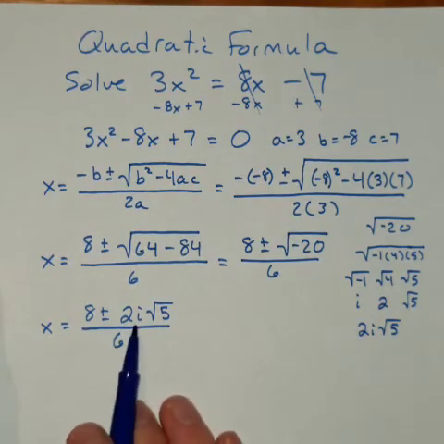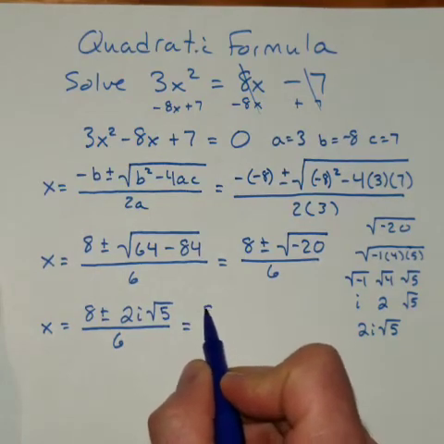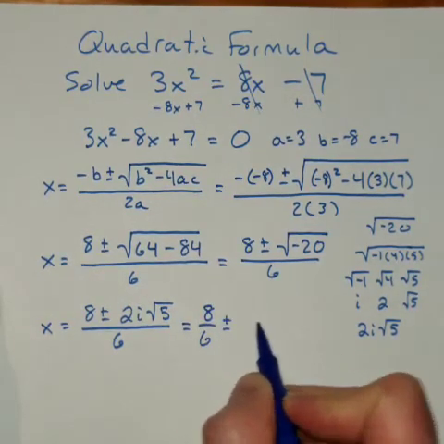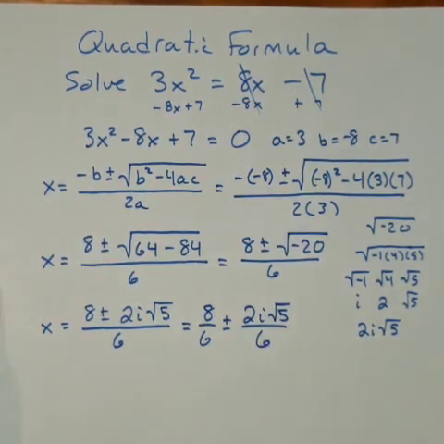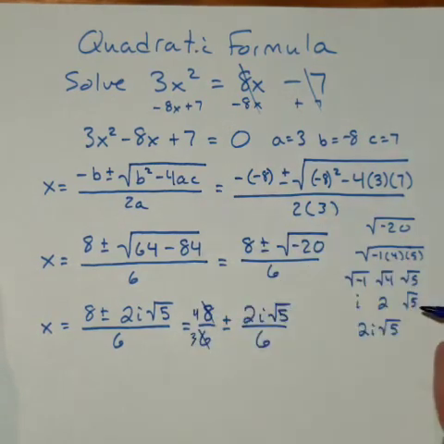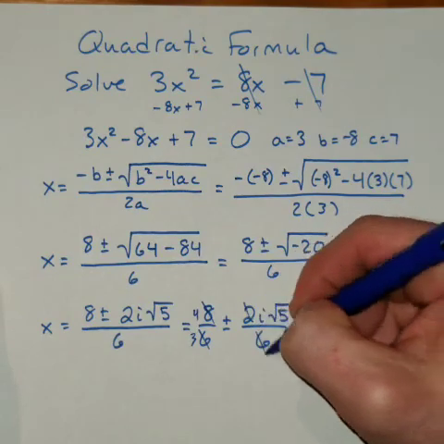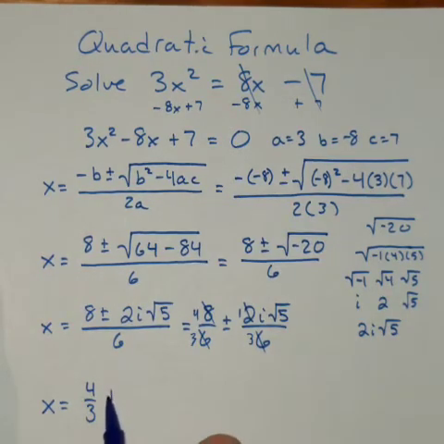Remember, the 6 will distribute to both terms on top. So I'm going to go ahead and do that. Call that 8 over 6 plus minus 2i root 5 all over 6. And I'm going to cancel the fractions down. So 8 over 6 becomes 4 over 3. And 2 over 6 becomes 1 over 3 if I divide those each by 2. And so my final answer, as I simplify this, is 4/3 plus or minus.